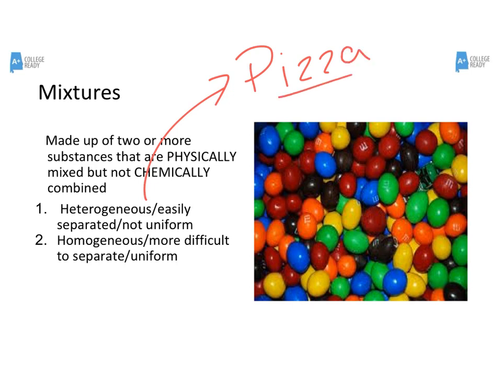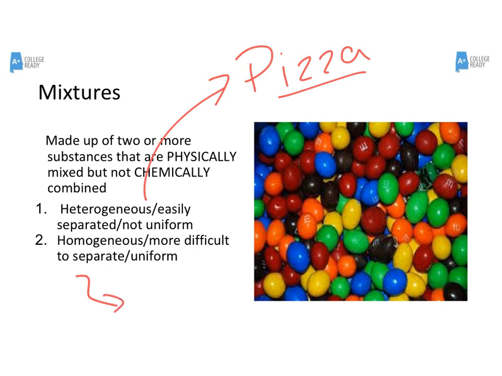Pizza is made up of substances that are physically mixed but not chemically combined. I can take the pepperoni off the pizza, I can take the olives off, I can remove the cheese. I can easily separate these components. This is a heterogeneous mixture.